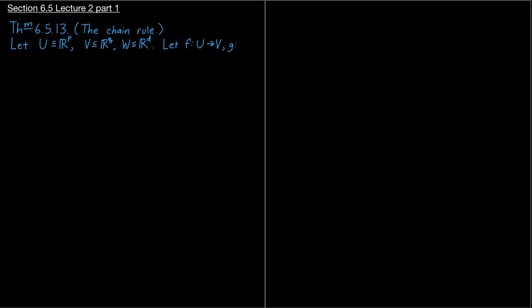G is a function from V to W. And we're going to let H be G composed with F. So the chain rule, remember, is all about differentiating compositions. So we'll let C in U be a limit point.